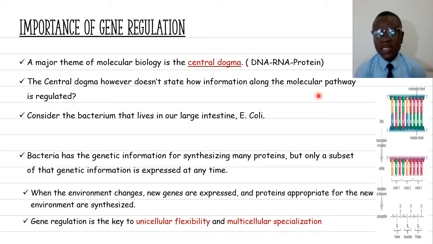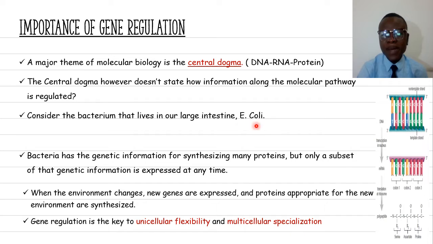However, the central dogma theory doesn't tell us how the information is regulated along this molecular pathway. It just tells you DNA is transcribed into RNA, RNA is translated into protein. That is how a gene is expressed. That is how our cell or bacterium expresses genes in their environment. But it doesn't tell us anything of such. However, it is important that this entire information path be regulated.